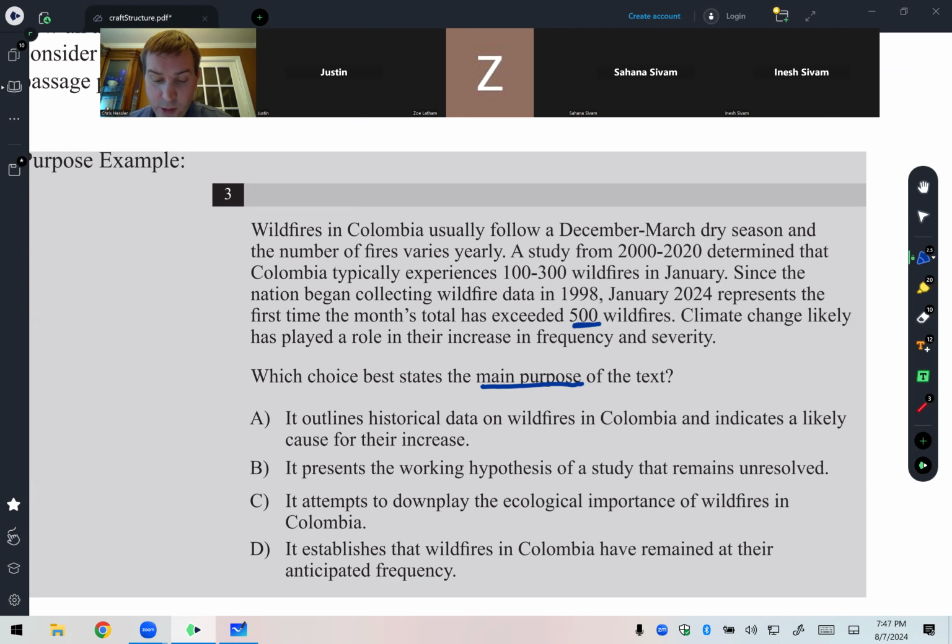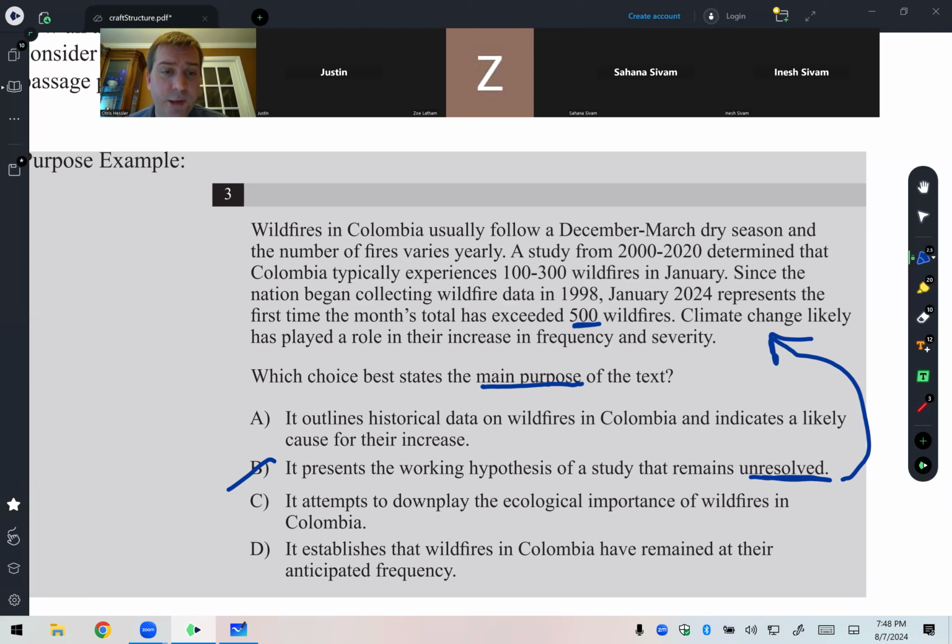All right, let's look at B. It presents what is the main purpose of the text? It presents the working hypothesis of a study that remains unresolved. Do we have a resolution? Yeah, they're saying it's climate change, likely. So I'm going to cross off B.